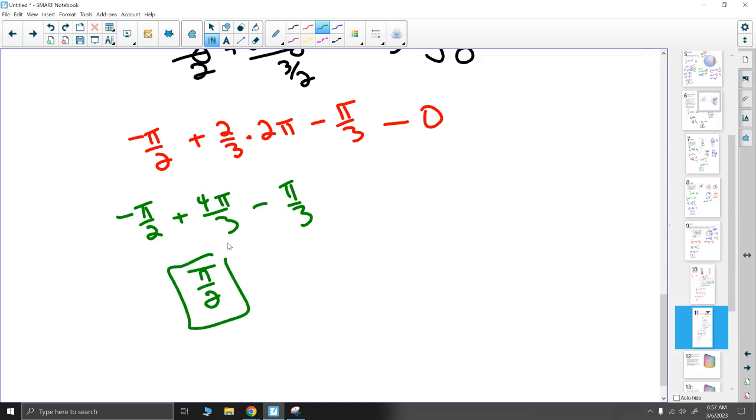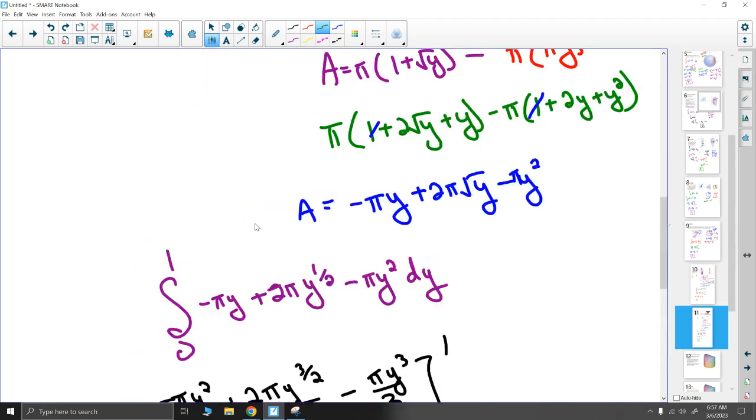All right. So again, it doesn't really matter how we rotate this, whether we rotate it around the x or the y-axis or some x value or some y value. The concept is still the same. We are creating, in this case, washers, but we're creating circles that are being rotated, and we need to find the radius in terms of whatever variable we're integrating over.